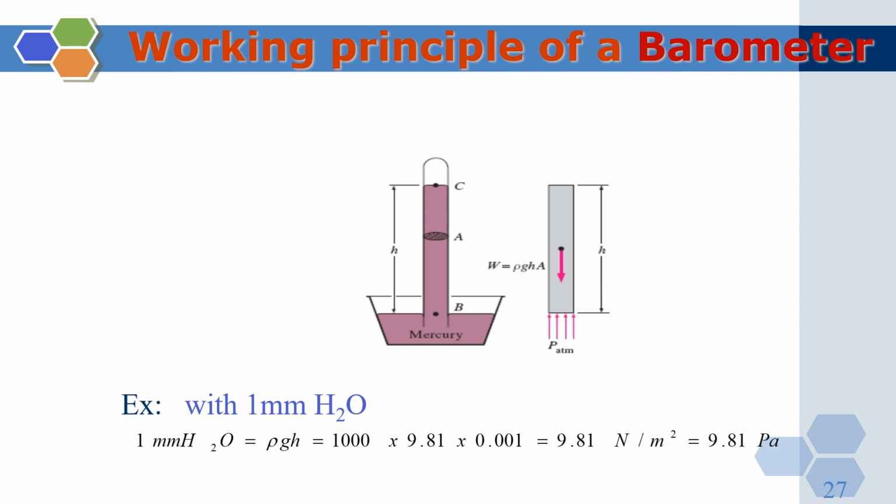And we have this formula in order to work out that 1 millimeter of water will be equivalent to 9.81 Pascal, because you know that 9.81 is a very familiar number, that is the gravitational acceleration. Okay.